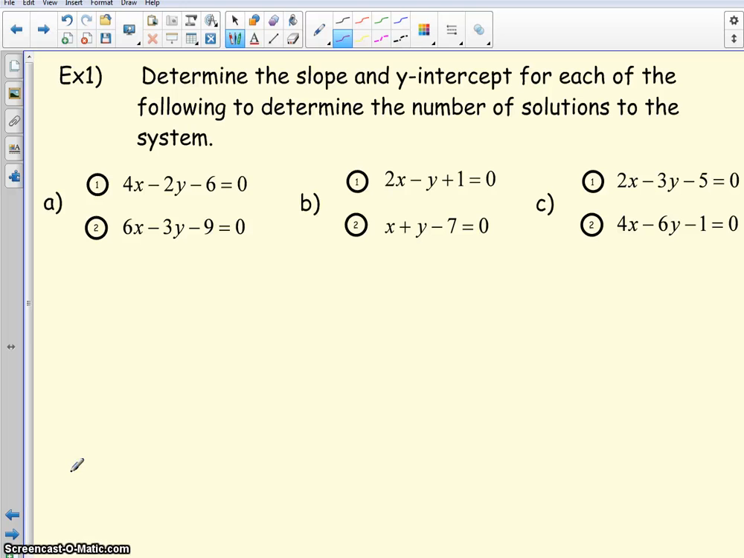Okay, so give this a try, pause the video, and we'll take up the answers in a sec. Okay, so now you've given those a try. I can tell you right now this first one here, they are both going to have the same slope and the same y-intercept, so there'll be infinitely many solutions here. The second one, they're going to have different slopes, so the y-intercepts don't matter. There's only going to be one solution right here. And the last one right here, these are going to be two parallel lines of the same slope but different y-intercepts, and there will then be no solutions here.